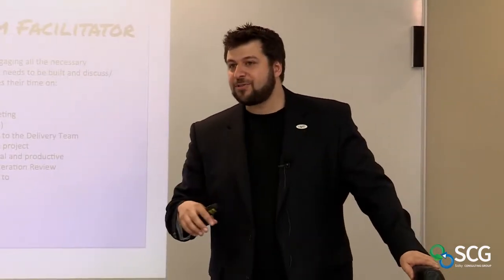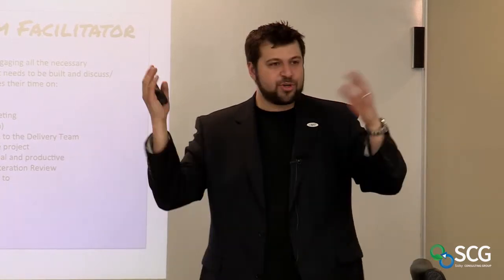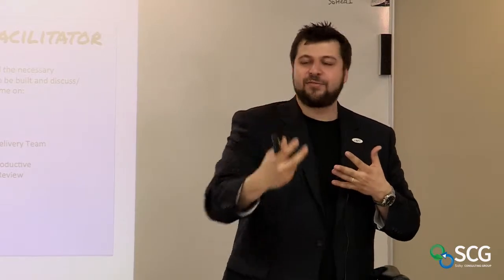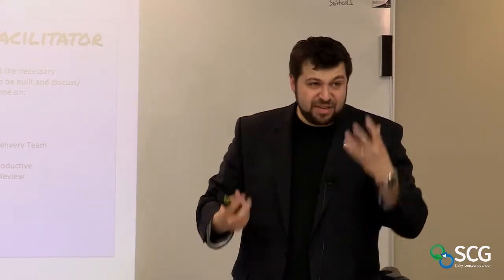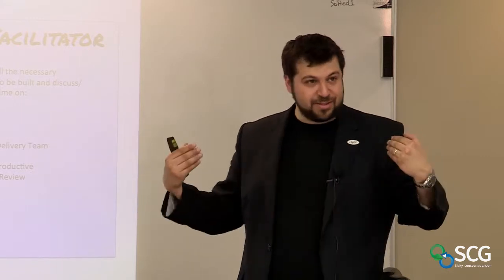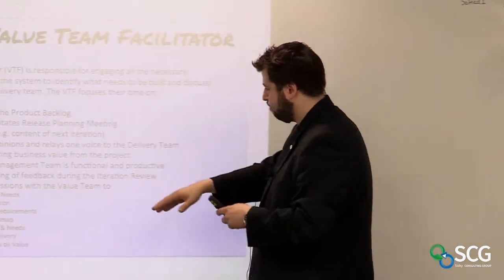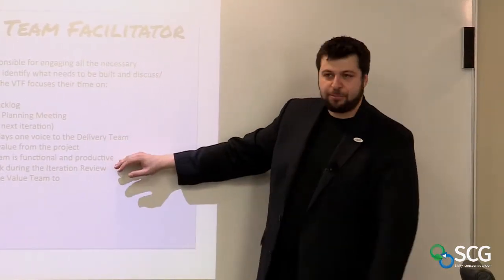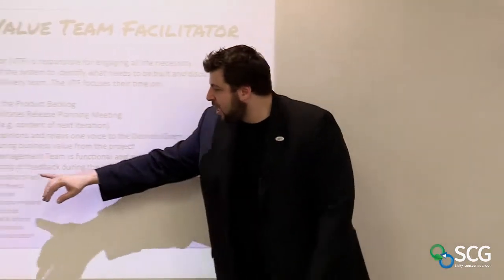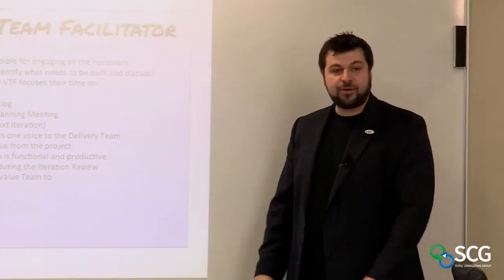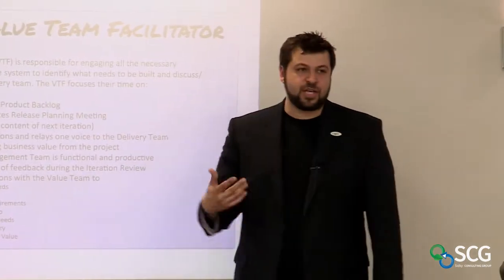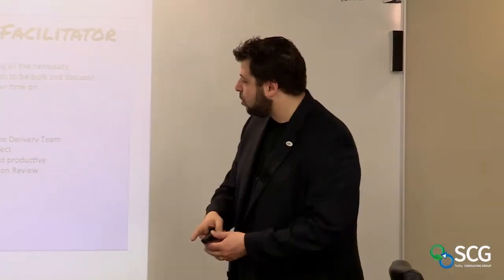That's critical. Remember the exercise we did yesterday? Right? When people were shouting, right? Now you had multiple owners shouting to one delivery team, and what happens? The delivery team ends up prioritizing, not the business. Ensuring that the value team as a team is functional and productive. Okay? Facilitating the gathering of feedback during the iteration review and beyond that. And then facilitating multiple sessions with the different stakeholders.